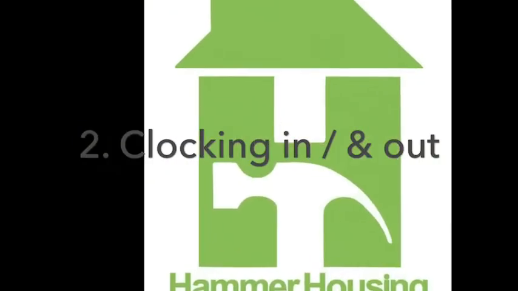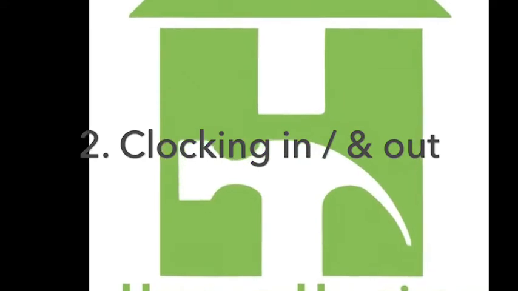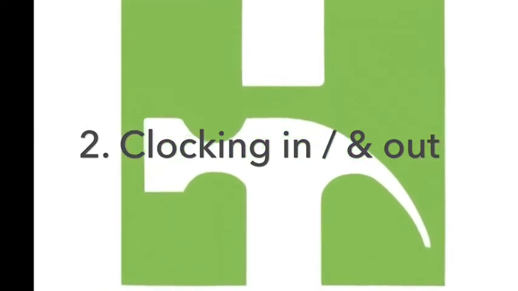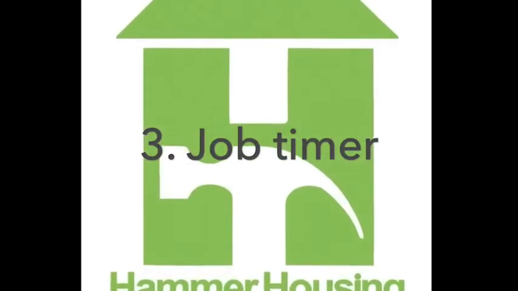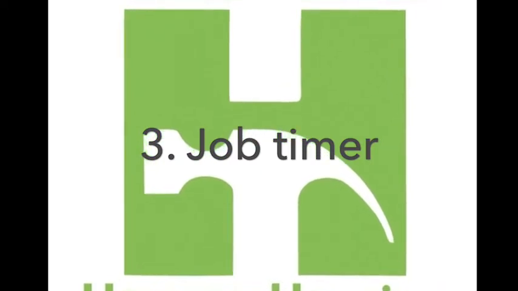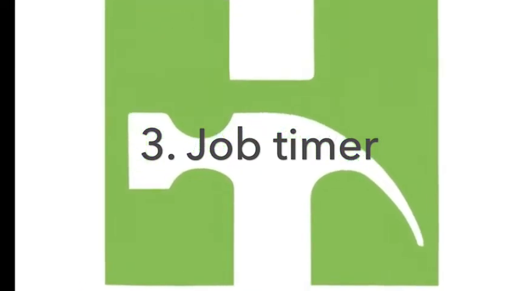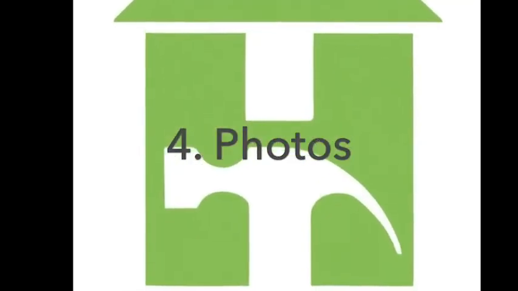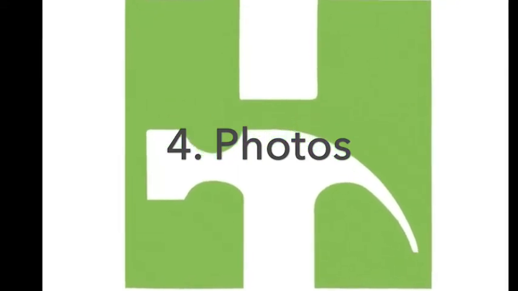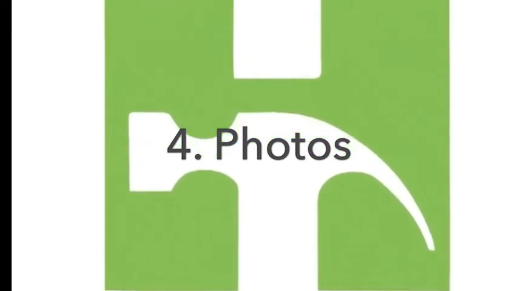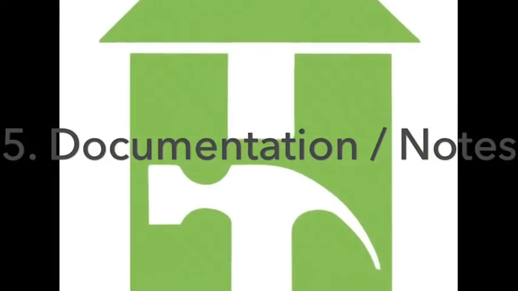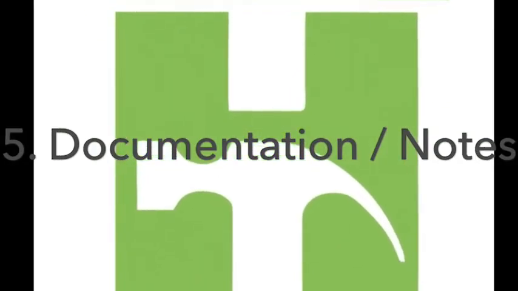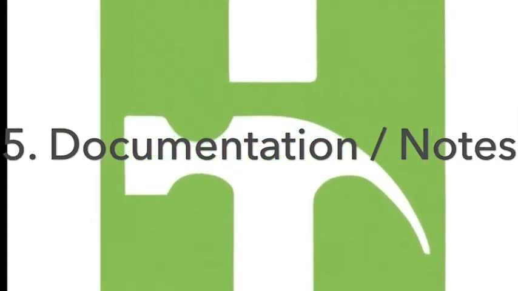Number 2 is going to be clocking in and clocking out for payroll purposes. Number 3 is going to be using the job timer for billing purposes for our customers. Number 4 is going to be uploading photos of the job and receipts to Mhelpdesk. And number 5 is going to be using documentation and/or notes within the ticket.